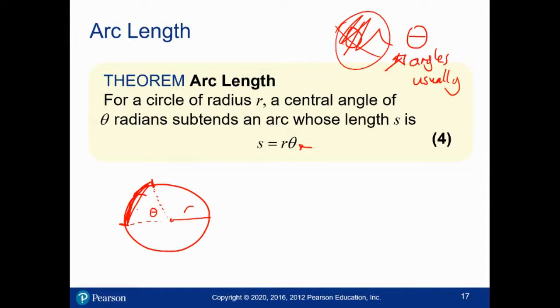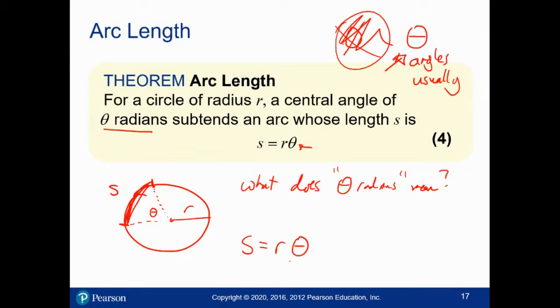Okay, so I have an arc length. I have a portion of the circle. It measures a central angle of theta. Notice they've said a central angle of theta radians. And we'll get to what that means. What does theta radians mean? Okay. Then if this arc length is s, we have this equation s is r theta. Now you can use this to basically define what that term radian means.